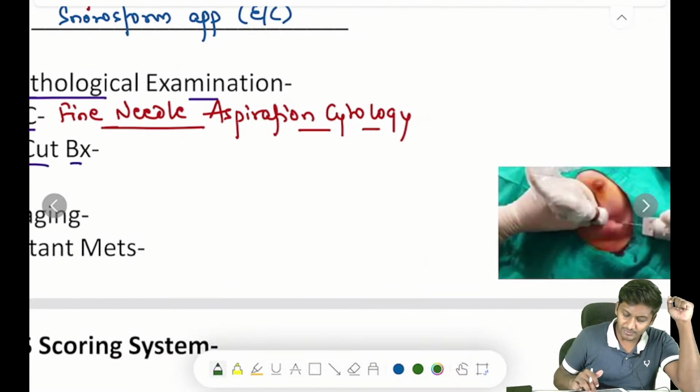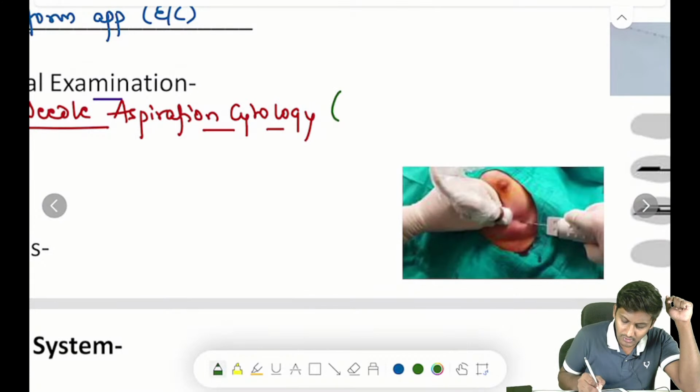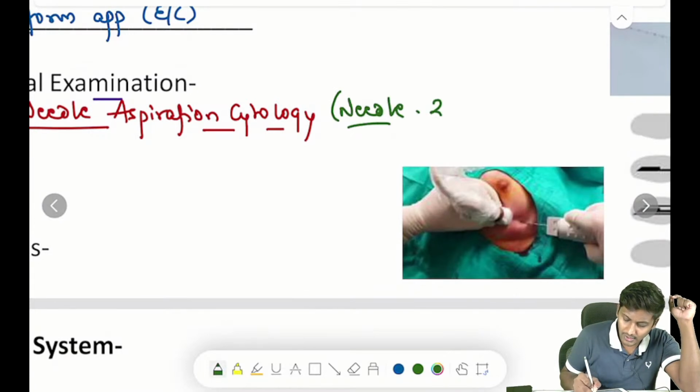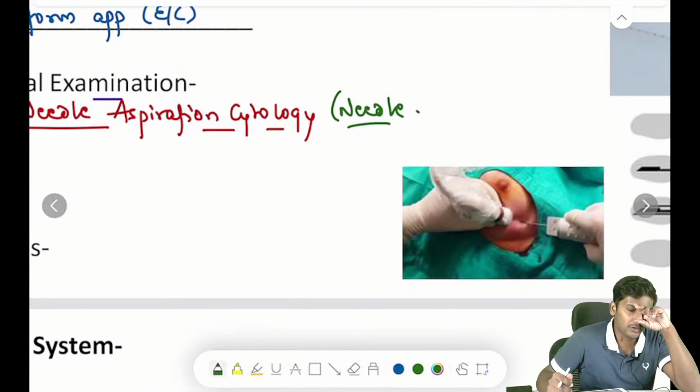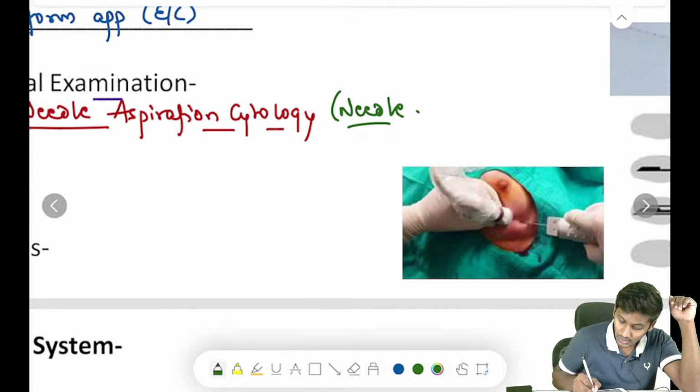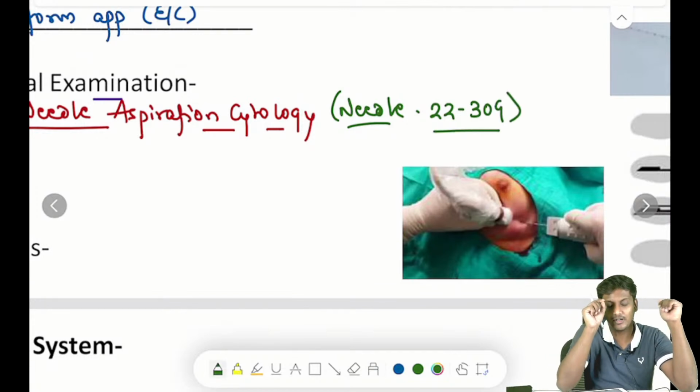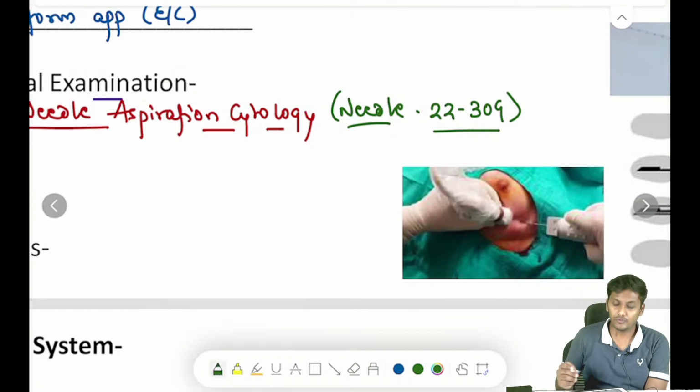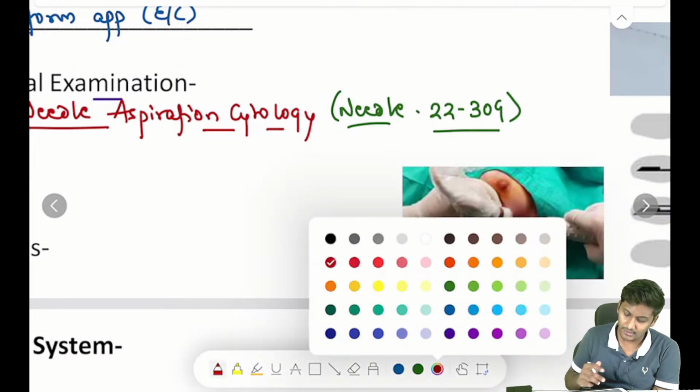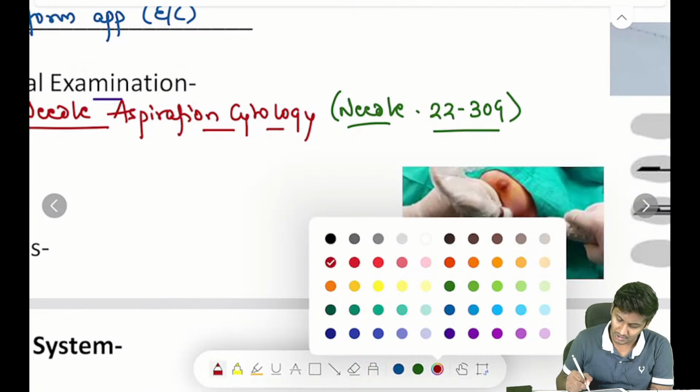In fine needle aspiration cytology, the size of the needle which is used is important to remember. It is 22 to 30 gauge. As I've already discussed, as the gauge of the needle increases, the size of the needle is going to decrease. So a 22 to 30 gauge needle is a very fine needle, commonly used for fine needle aspiration cytology, and these are the common questions which will be asked. So please remember that.